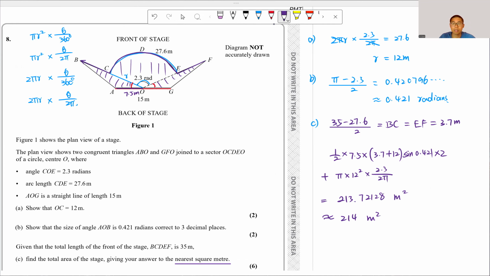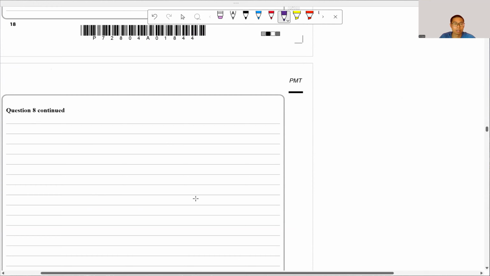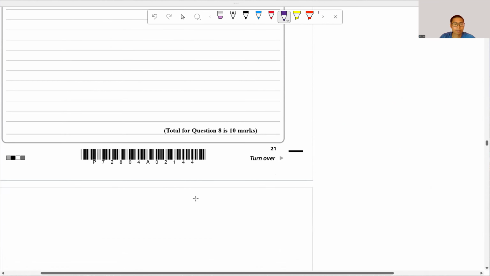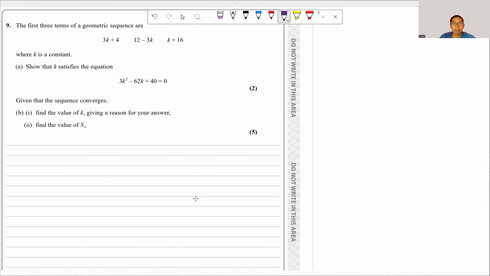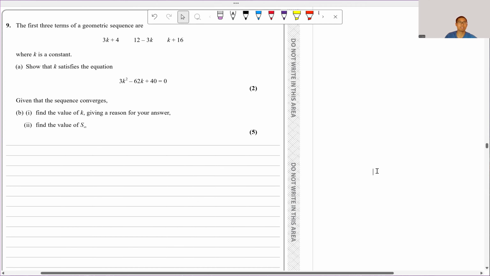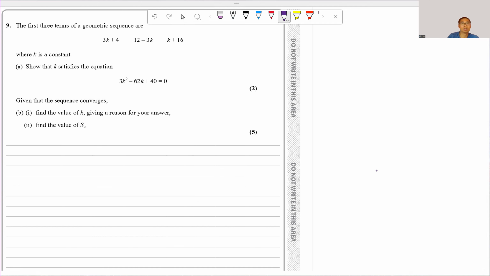Okay, let's have a look at another question. Question 9. This is a geometric series question. Okay. So the first 3 terms of a geometric sequence are 3k plus 4, 12 minus 3k, k plus 16. Show that k satisfy the equation. So because it's a geometric sequence, that means they will have a common ratio.